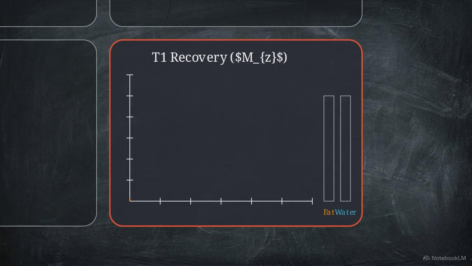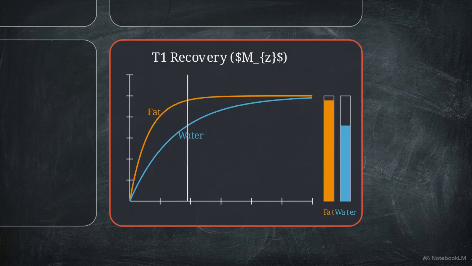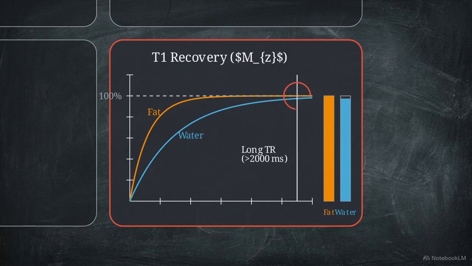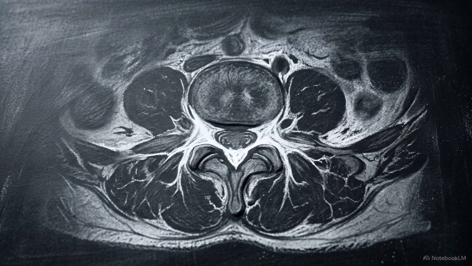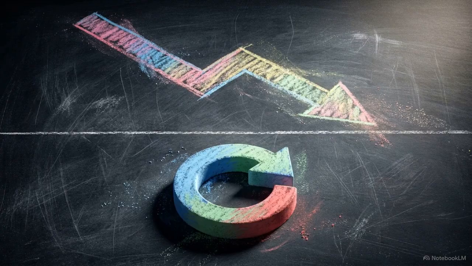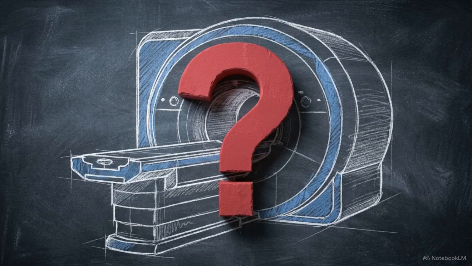We have our T2 contrast, but must prevent T1 recovery differences from altering it. We select a long TR, over 2000 milliseconds. This gives all tissues enough time to fully recover to 100%, effectively erasing all T1 contrast. In this T2 weighted image, water appears bright because it retained its signal, and fat appears dark. A long TE generates the necessary decay contrast, and a long TR acts as a biological reset button to neutralize T1.